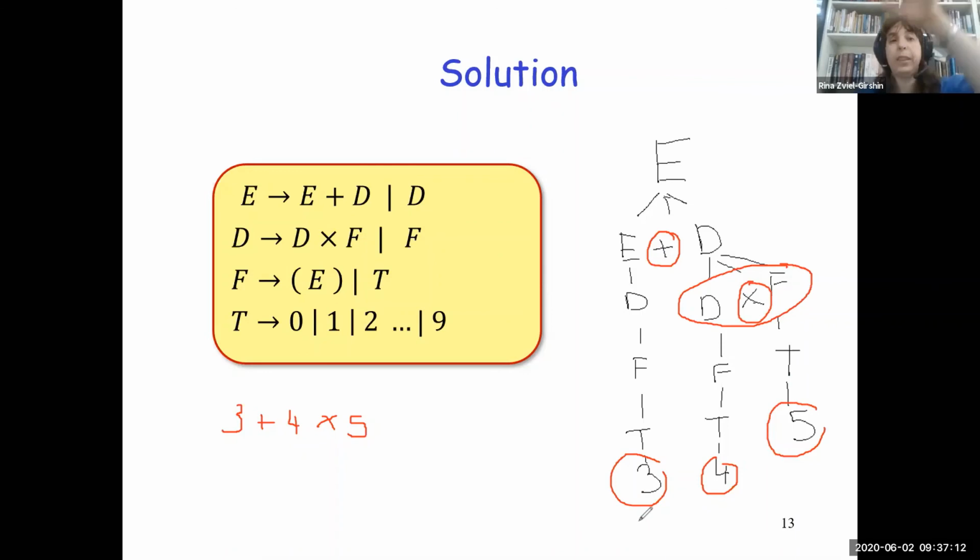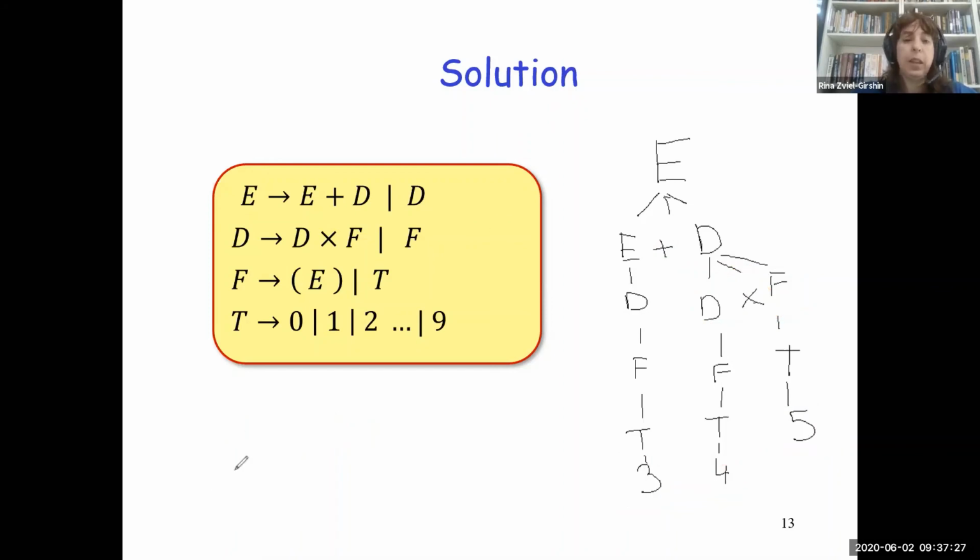If we look at the leaves of our tree, we find the given word. We have 3 plus 4 multiplied by 5. So I hope that you managed to draw the tree. The next question: you have to build a parsing tree for 3 plus 4 in brackets multiplied by 5. And there exists a solution.